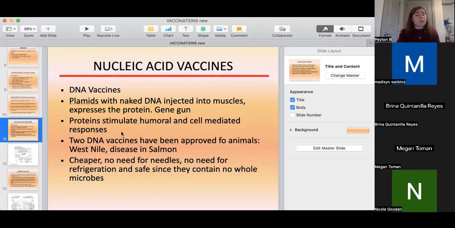Proteins stimulate humoral and cell-mediated responses, so your B cells and your T cells get involved. Two DNA vaccines or nucleic acid vaccines have been approved for animals. So yay. Cheaper, no need for needles, no need for refrigeration. We want more research to go into these, because if we want to mount a vaccination response somewhere it's hard to have stable refrigeration, because vaccines need to be kept at a certain temperature, we wouldn't need refrigeration for these. So we're trying to do more research into this.